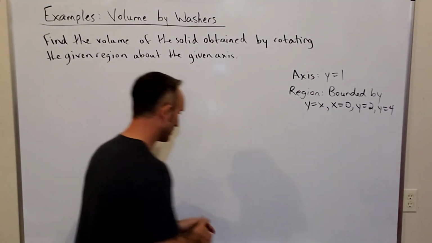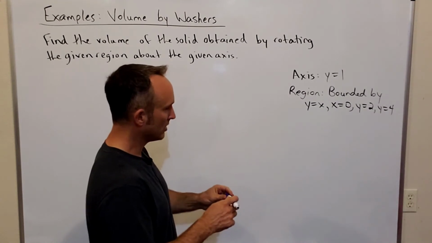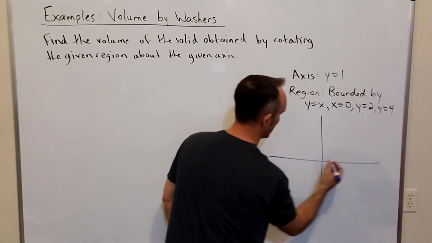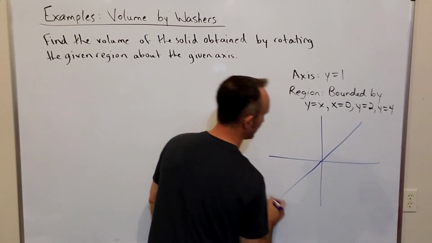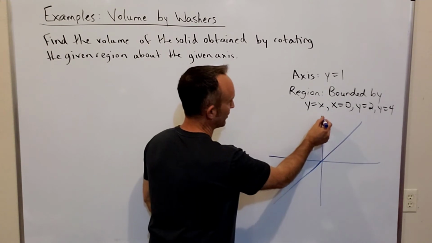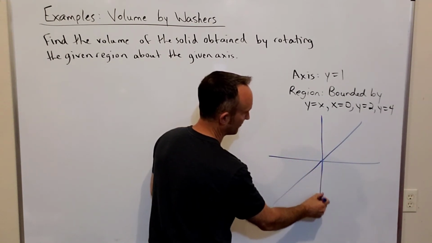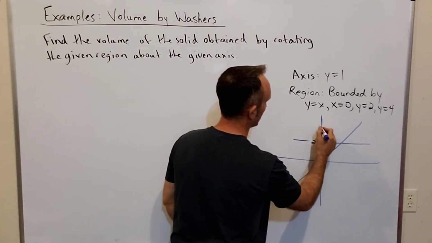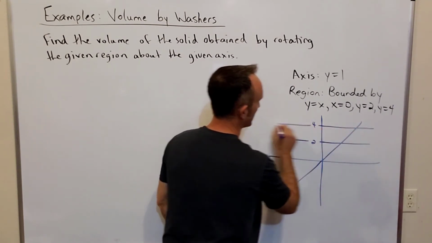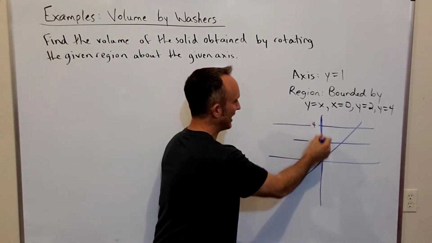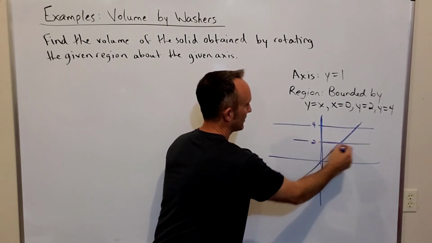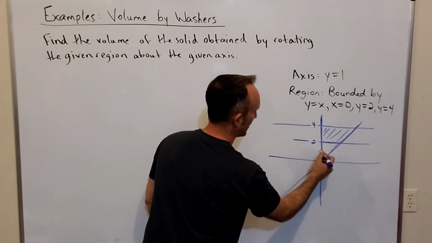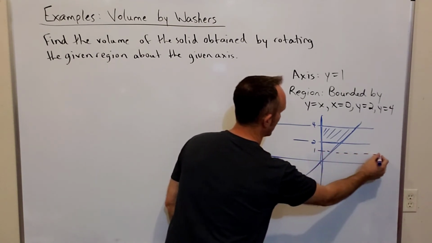So when we go to graph this, just roughly sketching it, because we've got to get a feel for what the region is. The line y equals x is this diagonal line. The line x equals 0 is the same thing as the y-axis. And then we've got the line y equals 2, and we've got the line y equals 4. So when we look at all of these lines, the region we're looking at is this region right here. And we're going to rotate about the line y equals 1, this line here.